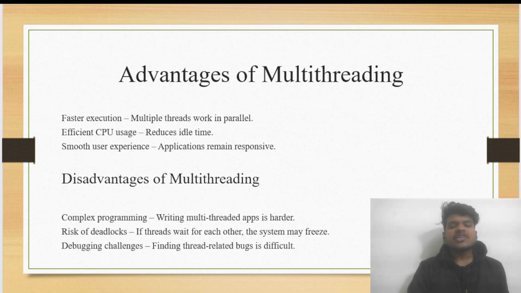Looking at the advantages of multi-threading. Firstly, faster execution, because multiple threads can run in parallel so they can execute much faster. Then the CPU is used efficiently and nothing is wasted. Then the smooth user experience that we get. The apps remain responsive even when multiple tasks are running.